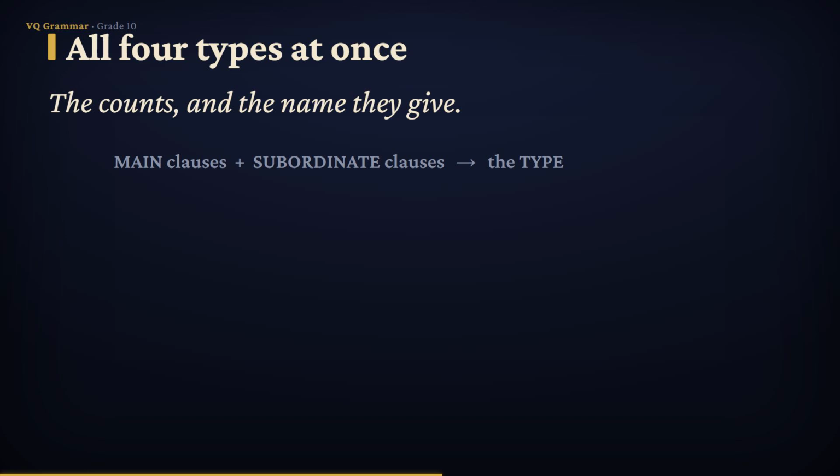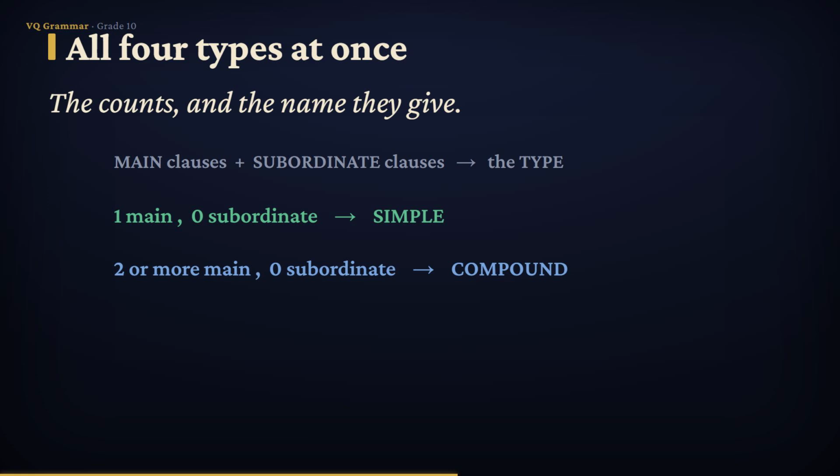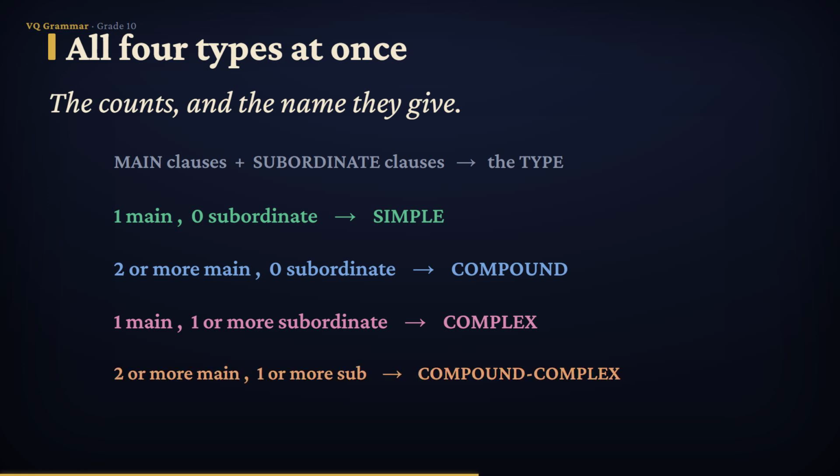One main clause and no subordinate clause, that's a simple sentence. 2 or more main clauses and still no subordinate clause, that's a compound sentence. 1 main clause with a subordinate clause attached, that's a complex sentence. And 2 or more main clauses with a subordinate clause in the mix, that's compound complex.